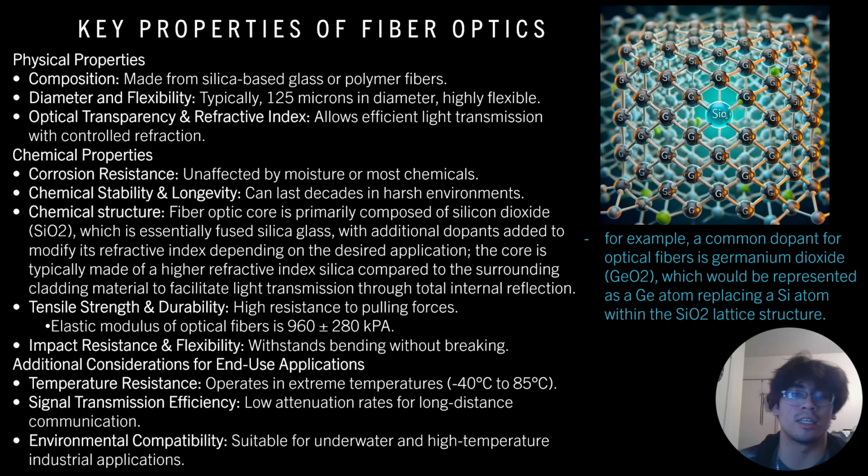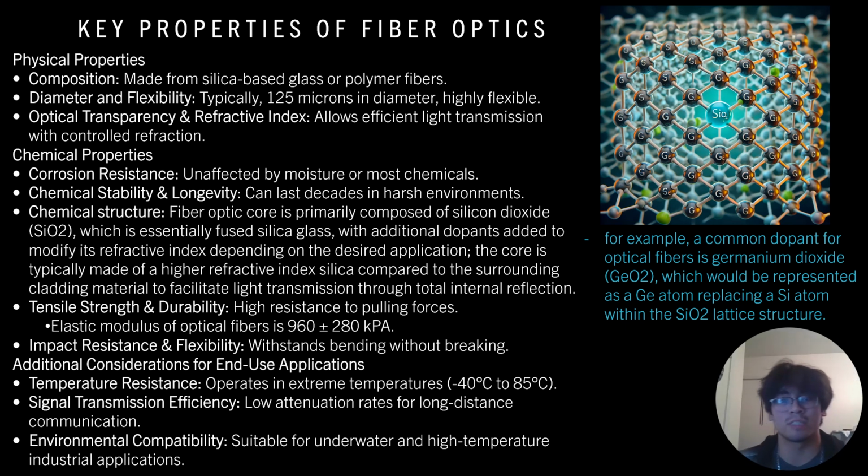Now, as far as chemical properties, it's very corrosion resistant. It's the glass core. Glass is highly corrosion resistant, as we know, since we use it for beakers and such in chemistry, and it can last decades in harsh environments due to this corrosion resistance.